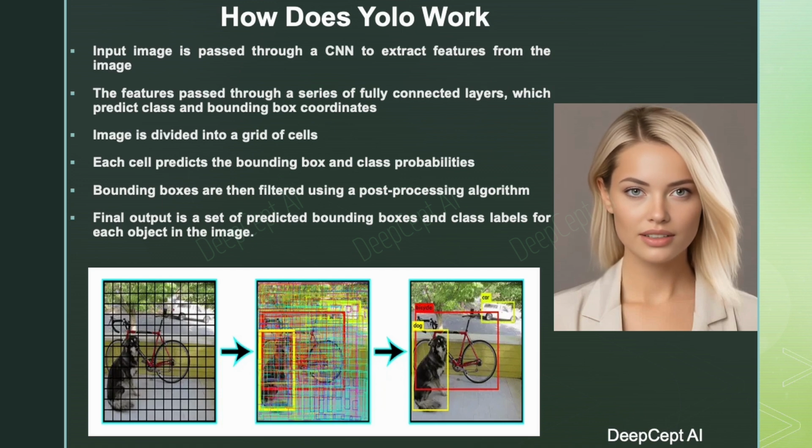Following this prediction phase, YOLO employs a post-processing algorithm to filter and refine the predicted bounding boxes. This algorithm ensures that redundant detections are eliminated and only the most confident predictions are retained, enhancing the accuracy of the final output.